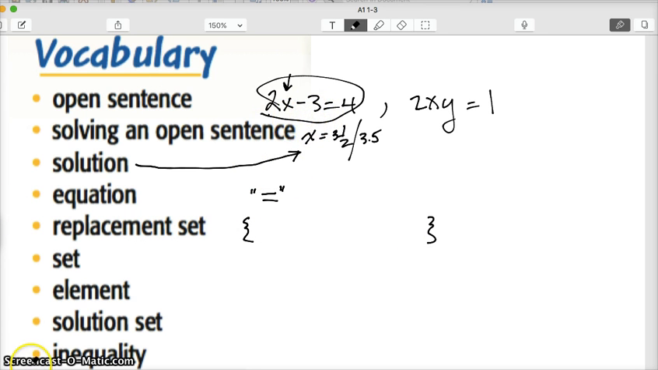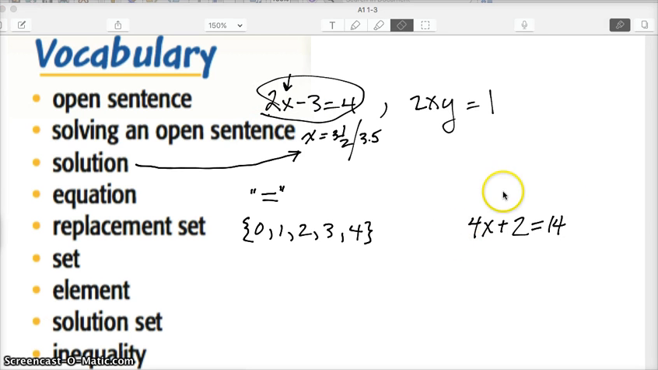An example would be, let's say I had an equation 4x plus 2 is equal to 12, and I want to use a replacement set, a set of values that could possibly work as an answer for x, and I'm going to let that set be 0, 1, 2, 3, and 4. These numbers are going to be used to replace x to determine whether or not any element or value in this set actually satisfies this equation or is a solution for this equation.